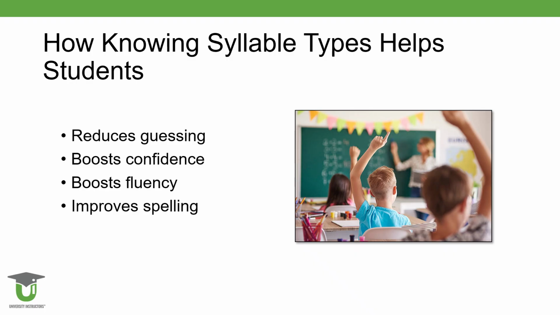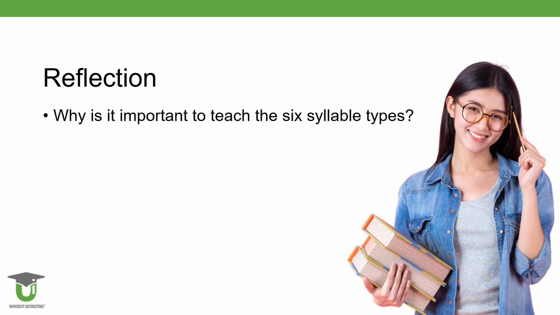Tackling words in syllable-sized pieces is always more efficient than laboring over every letter. When kids use their syllable knowledge during reading, they can read more fluently. From the simple fact that every syllable must have a vowel, to knowing the C-LE spelling pattern for the end of words, knowledge of syllable types can spill right over into the kid's spelling. Pause for reflection. Why is it important to teach the 6 syllable types?